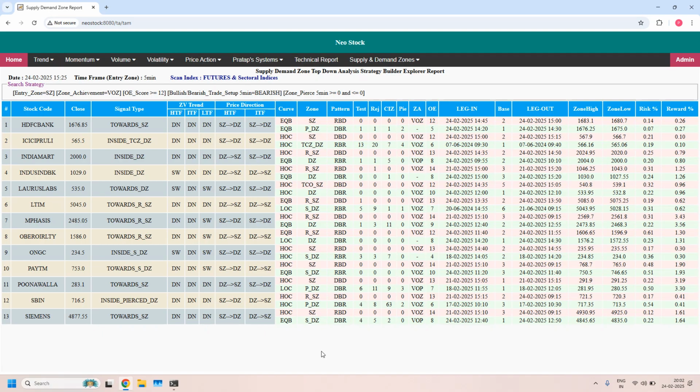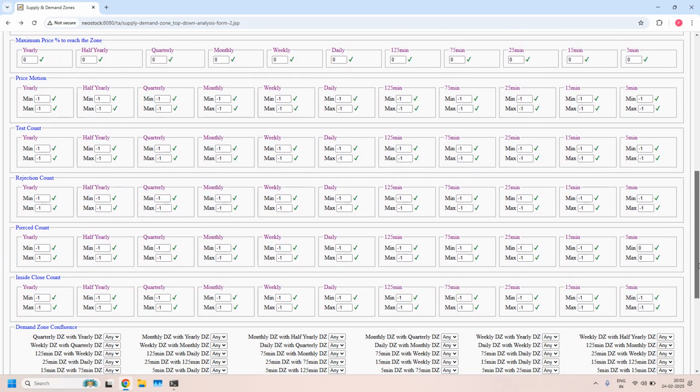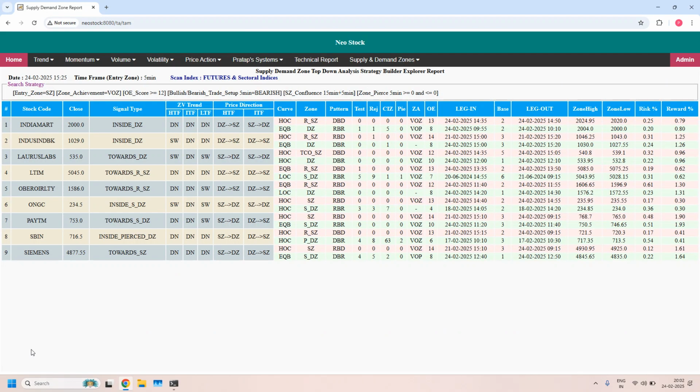We have 13 stocks. Out of these 13 5 minute supply zones, how many of them are having ITF supply zone confluence? That means 5 minute supply zone should overlap with 15 minute supply zone. Let's verify. In the supply zone confluence, I am enabling the filter 5 minute supply zone with 15 minute supply zone confluence. With this filter, we got 9 stocks. In all these 9 stocks, 5 minute supply zones are overlapped with 15 minute supply zone. And also 15 minutes trend is down in all these stocks, ITF trend.